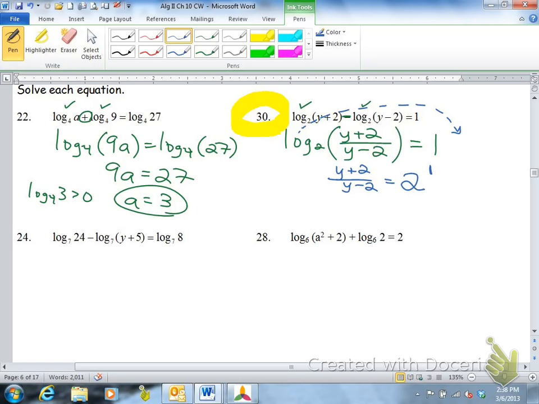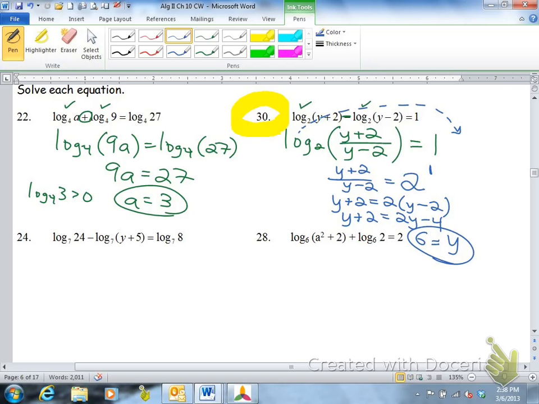And then, you might be thinking, how in the world do I solve that? Well, you multiply both sides by y minus 2. 2 times y minus 2. And you can distribute and subtract y, add 4, so you get y equals 6. And that would be your answer.